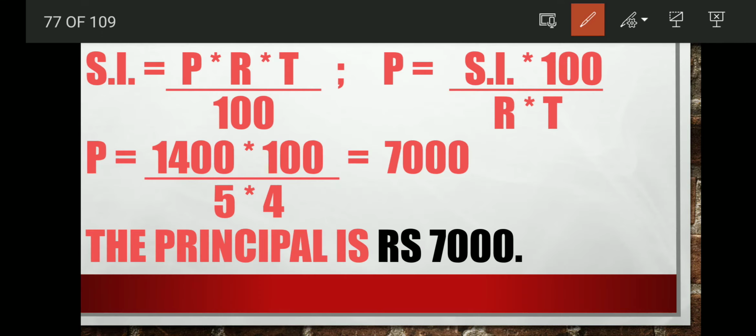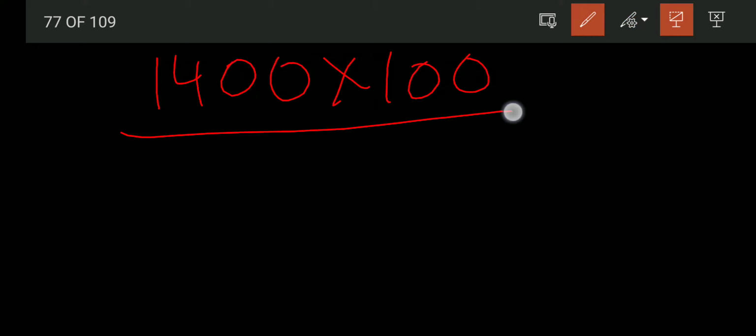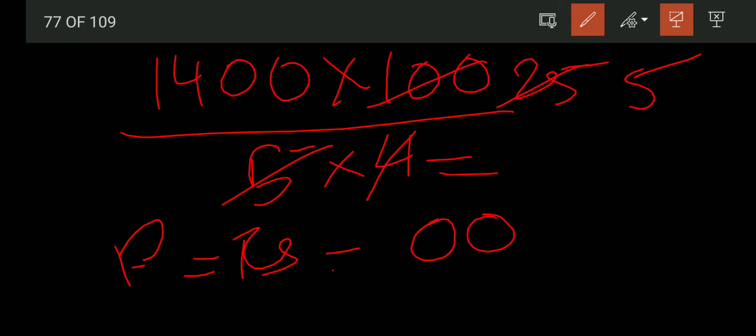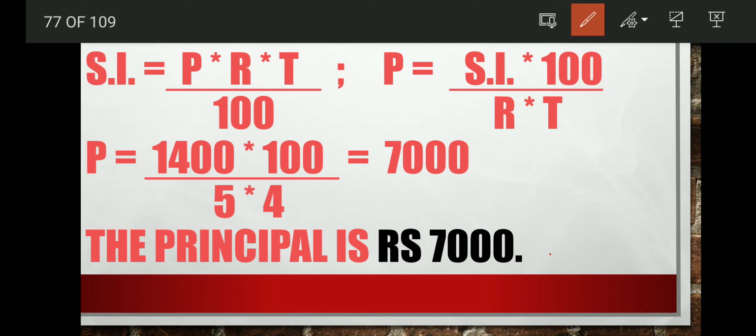Now let us do the working of example 3. See, what is SI? That is 1400 into 100 divided by R is 5%, T is 4 years. Now cancel it. This is 4, 25s are 100, 5, 5s are 25. Now we'll multiply. This is rupees, means P is equal to. So what would it be? 5 zeros are 0, 5 zeros are 0, 5 fours are 20, 5 ones are 5 plus 2, 7. 7,000 rupees is the principal amount here. Got it? So this is how we found P.